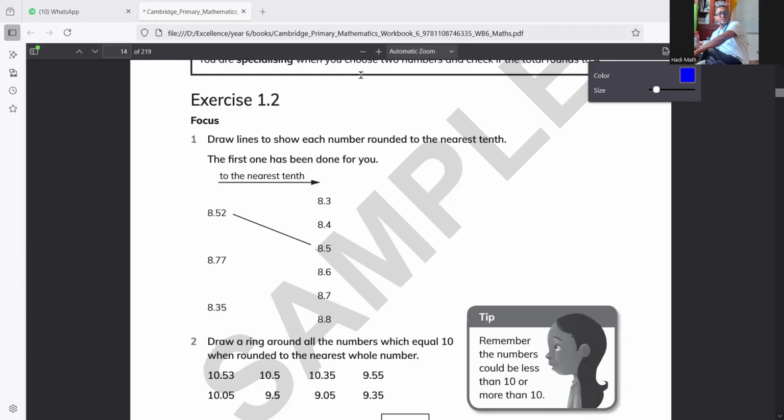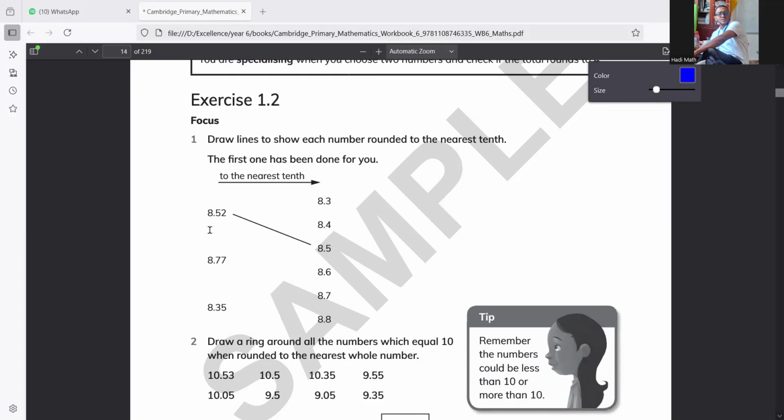Okay, let's go and look at exercise 1-2 in the grade 6 Checkpoint Cambridge mathematics book. Exercise 1-2, focus: draw a line to show each number, rounded to the nearest 10th. The first one has been done for you, to the nearest what? 10th. Before you go, you can go and round it.